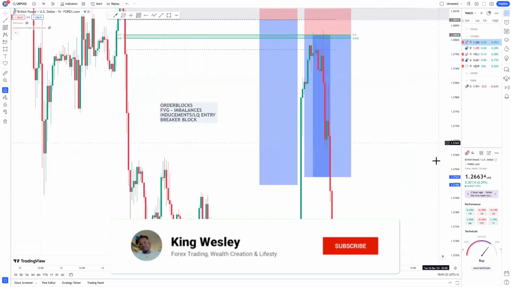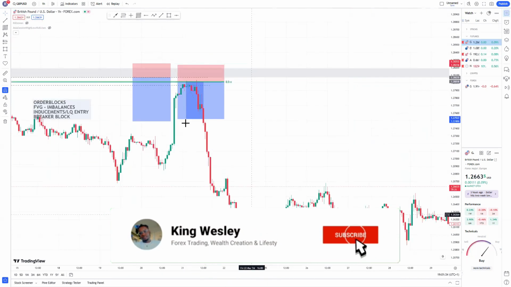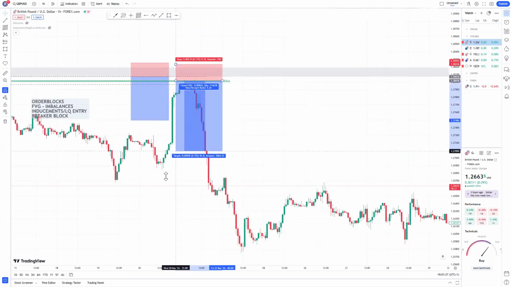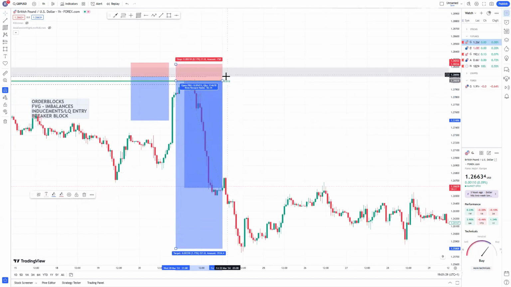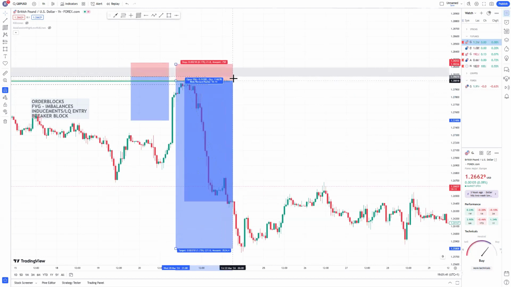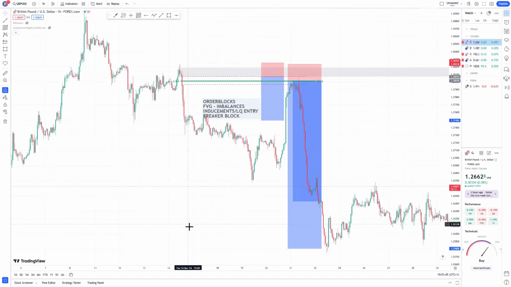Come on, guys, look at this. This is a lot of pips. Using this entry I gave you, just what I taught you now, if you did that, you're actually going to be having a 10 risk to reward ratio trade on this.